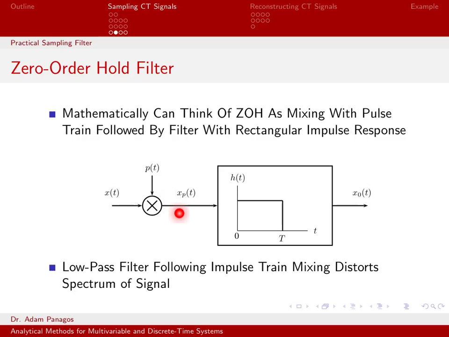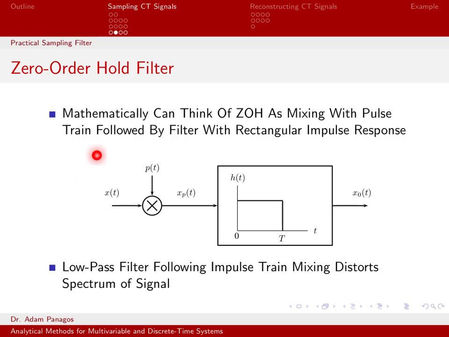And a low-pass filter, one way to do a low-pass filter is with an impulse response that is a pulse function. So these impulses come through this low-pass filter, whose impulse response is a rectangular pulse, and what comes out is this staircase signal, because for every impulse that comes in, a rectangular pulse comes out. So mathematically, we can think about a zero-order hold filter as this whole block diagram right here.